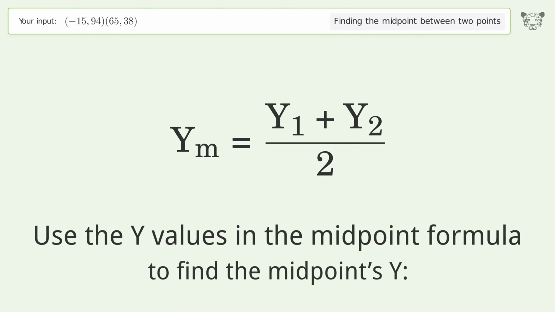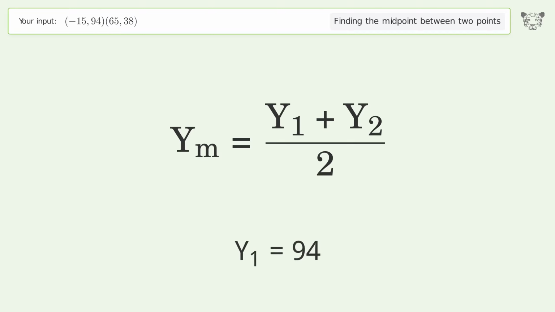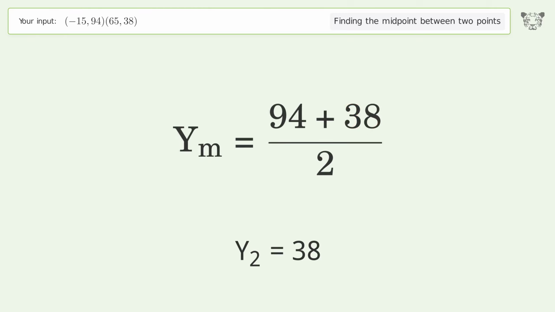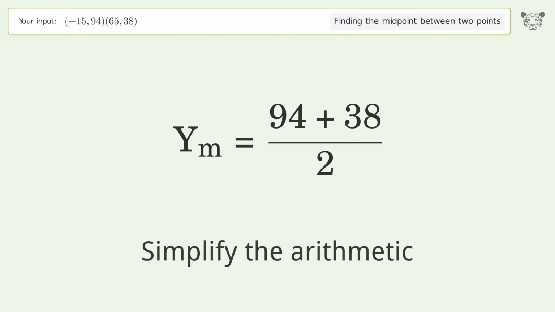Use the y values in the midpoint formula to find the midpoints y. y1 equals 94. y2 equals 38. Simplify the arithmetic.